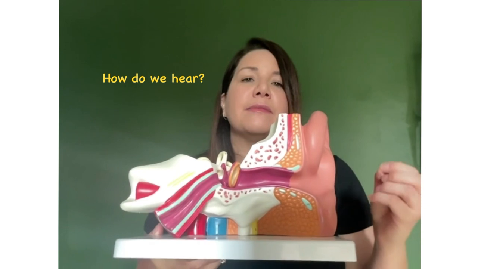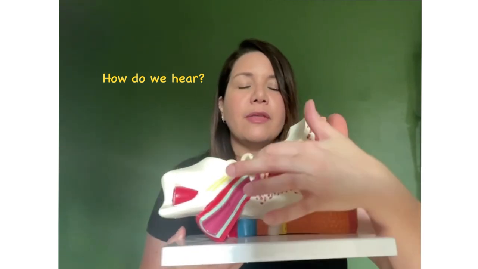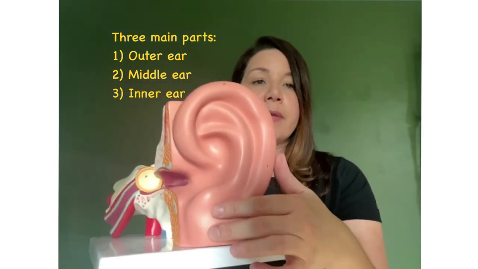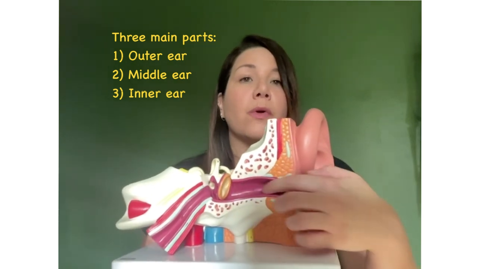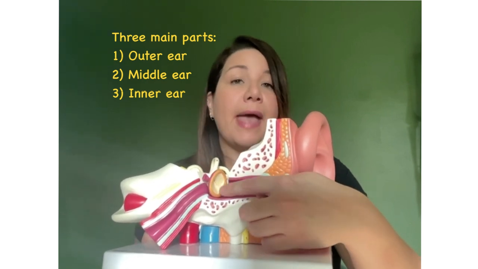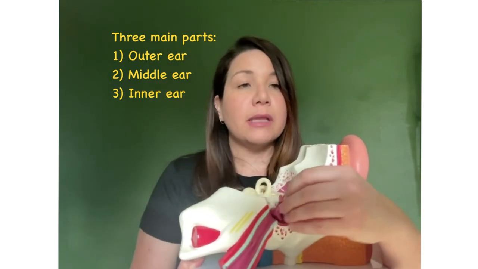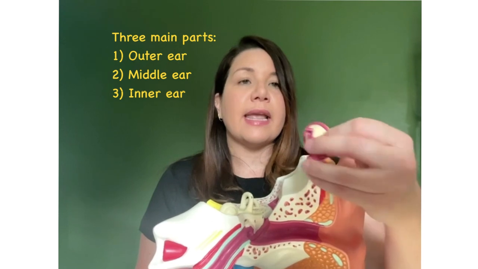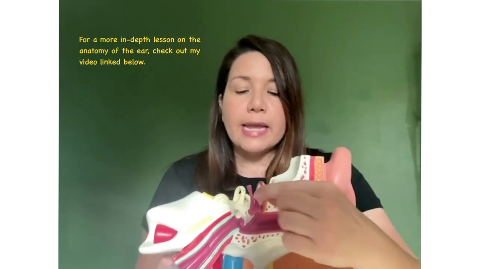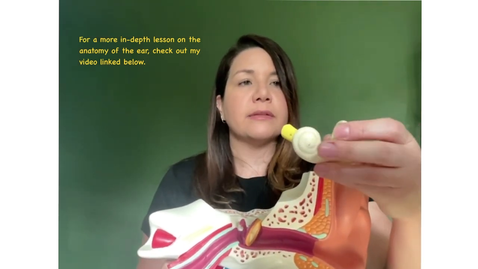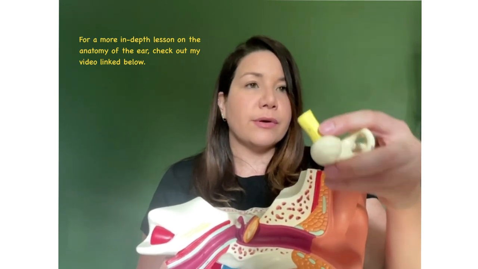All right, let's take a look at the ear and how we hear. So the ear is made of three main parts: the outer ear, the middle ear, and the inner ear. The outer ear consists of the auricle or pinna, the ear canal or the external acoustic meatus, and the eardrum or tympanic membrane. The middle ear consists of three small bones that are known as the malleus, the incus, and the stapes. And the inner ear consists of the semicircular canals, the cochlea, and the vestibular nerve.